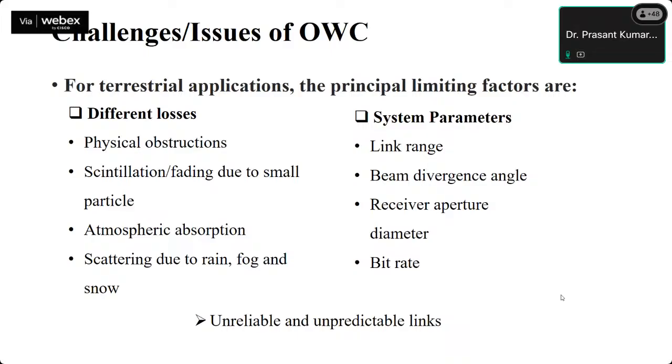The other problem with these optical wireless links is that many times you will see the links are not stable. They are unreliable and unpredictable links. So these are in general some of the drawbacks. But when you try to deploy such a system, we know that these problems are going to happen, so we need to take the necessary precautions by which we can mitigate the problems I already outlined here.